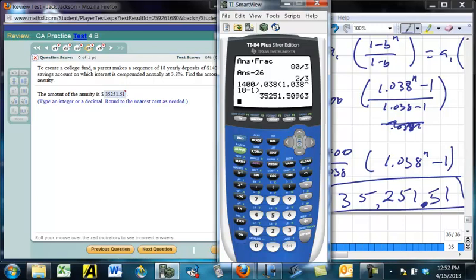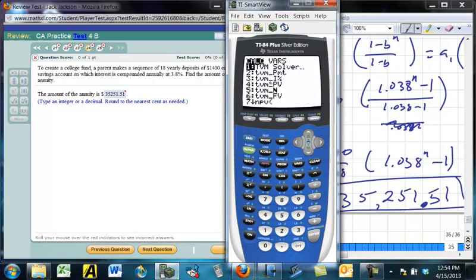Okay, I want to try something. I think there's a time value of money solver. Put in the number of payments here, 18. Put in the interest rate here, 3.8. The present value at the beginning is 0. The payment is coming out of your pocket, so it's negative 1400.